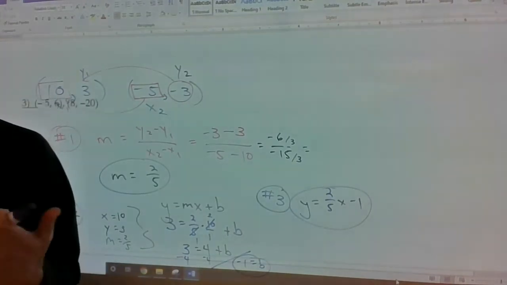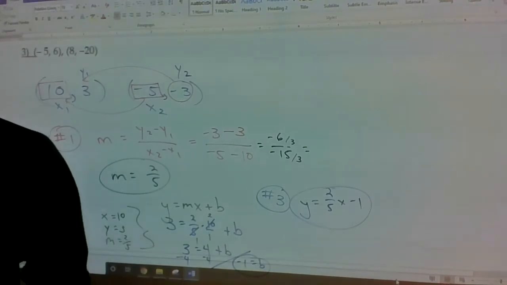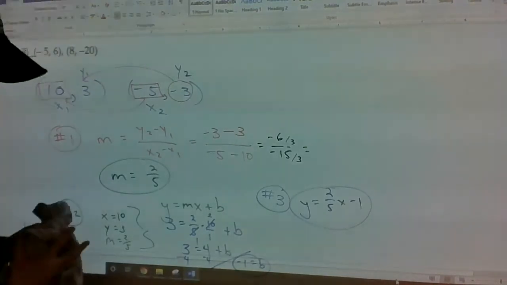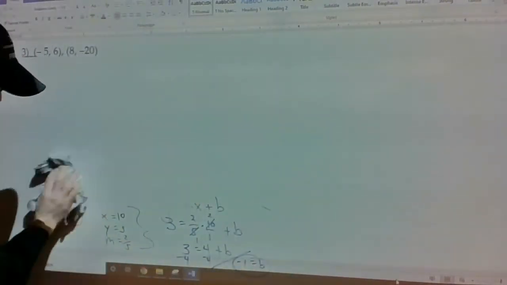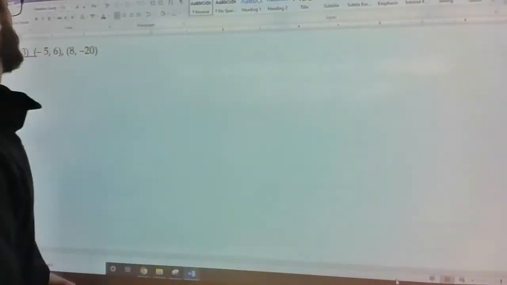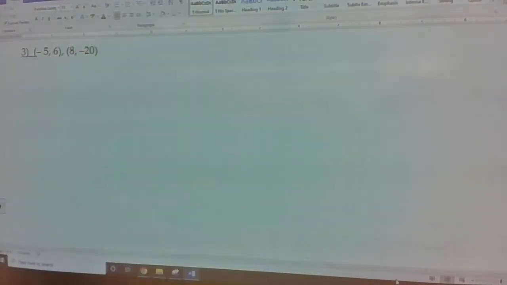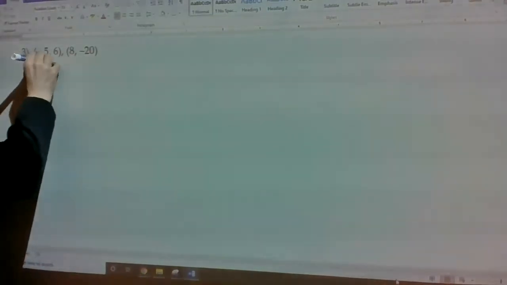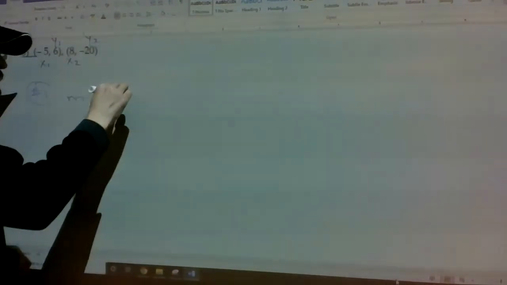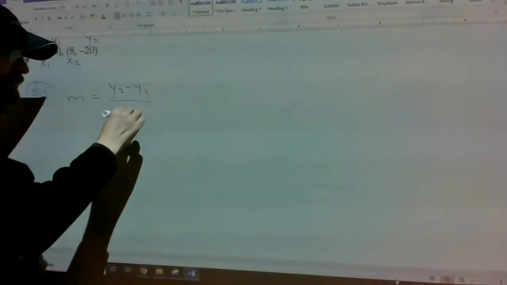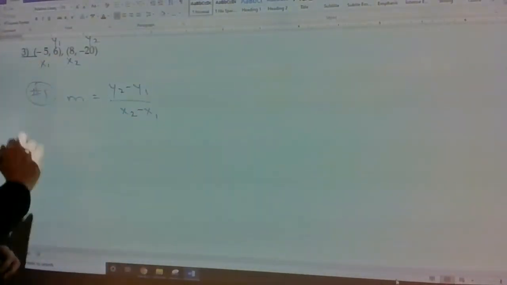All right, for sure now, try to do this one on your own. Pause the video, give it a go. All right, let's see how you did. Step 1, m is equal to y2 minus y1 over x2 minus x1. I've already labeled each part.